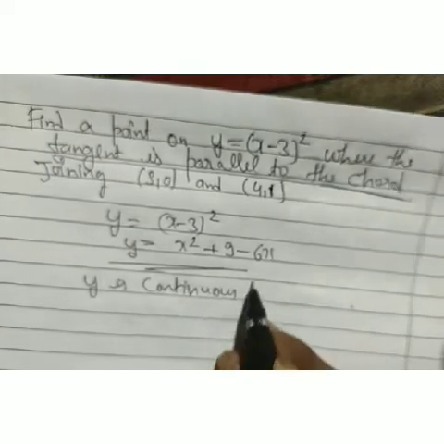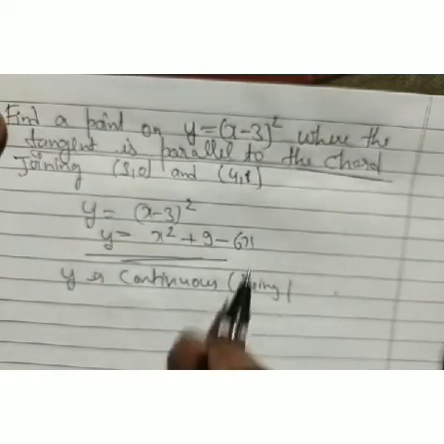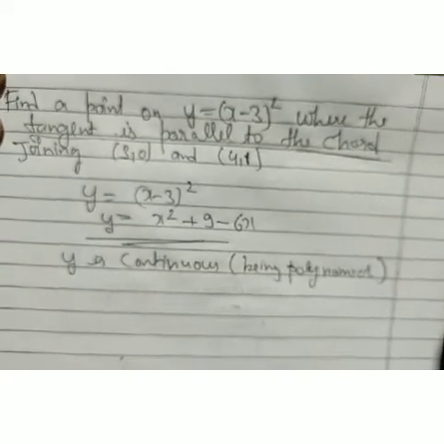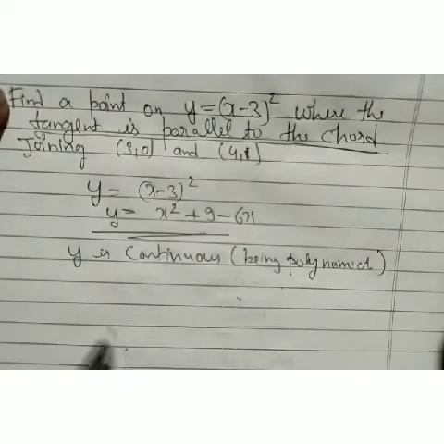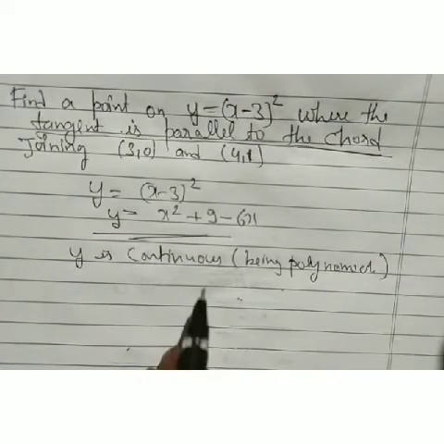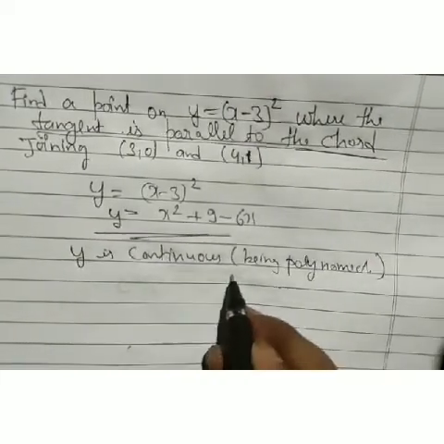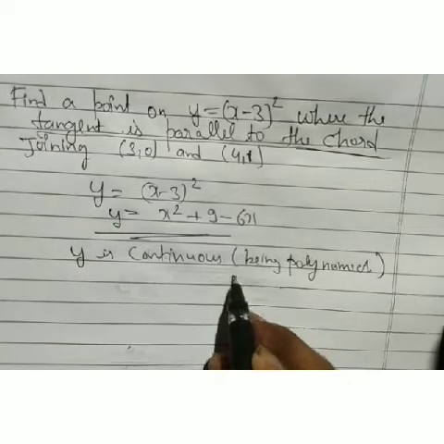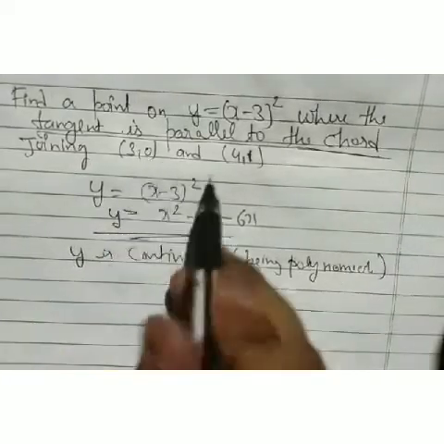Our y is continuous. Why is it continuous? Being a polynomial, this is continuous. Where is it continuous? It is continuous in the closed interval, because what is the interval there? Look, it's (3, 0) and (4, 1).